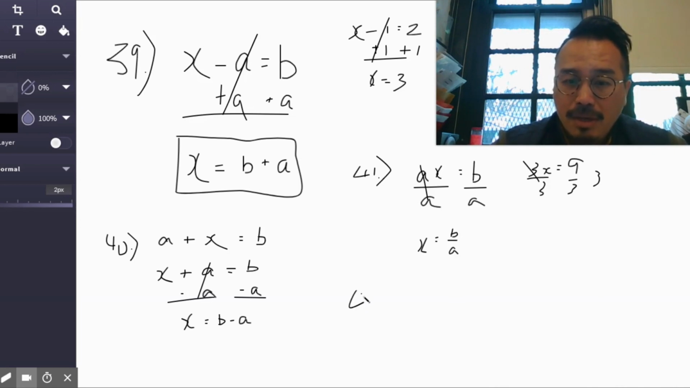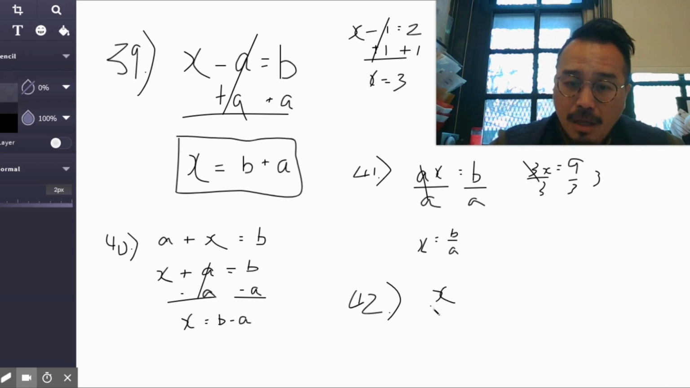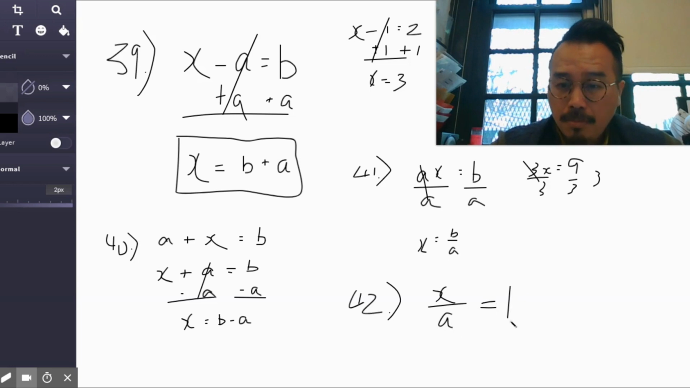Now let's try one last one together. At this point, you want to pause and actually try to do 42, the last one. That's good. It's not bad. Now this last one is division, right? So you do the opposite. So what do you do? You multiply, right? You could do a over 1, doesn't matter. So these cancel out, left with x. b times a is ba.